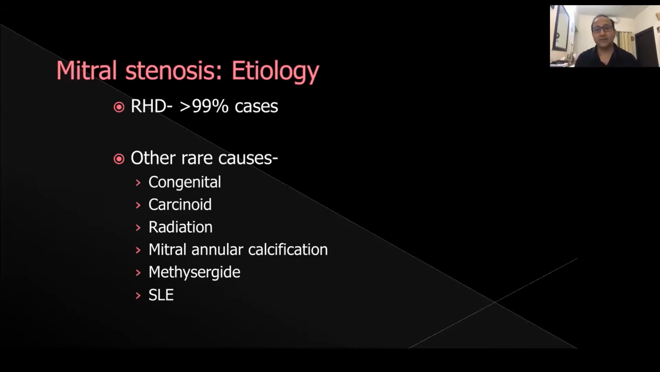Radiation is coming up in a big way. You can have mitral annular calcification. There is another concept which you see a lot nowadays in the aging population, what you call annular aging, as well as annular calcification. And then you have SLE, etc. Even methysergide, etc. can cause mitral stenosis.